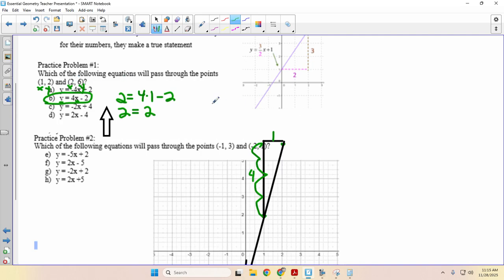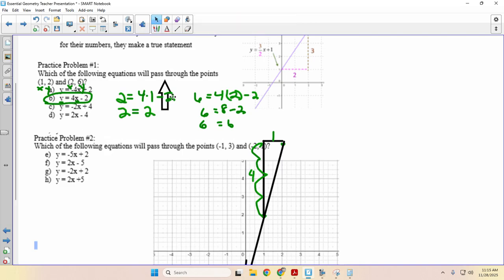So I'm going to put 6 in for y, and then I'm going to put 2 in for the x, and then it's -2. Is 4 times 2, which is 8, minus 2 equal to 6? Heck yeah, it is. So 6 equals 6. So we can say with confidence that y equals 4x minus 2 is the equation that passes through both of these points, because when I plug both of them in, it ends up being true.